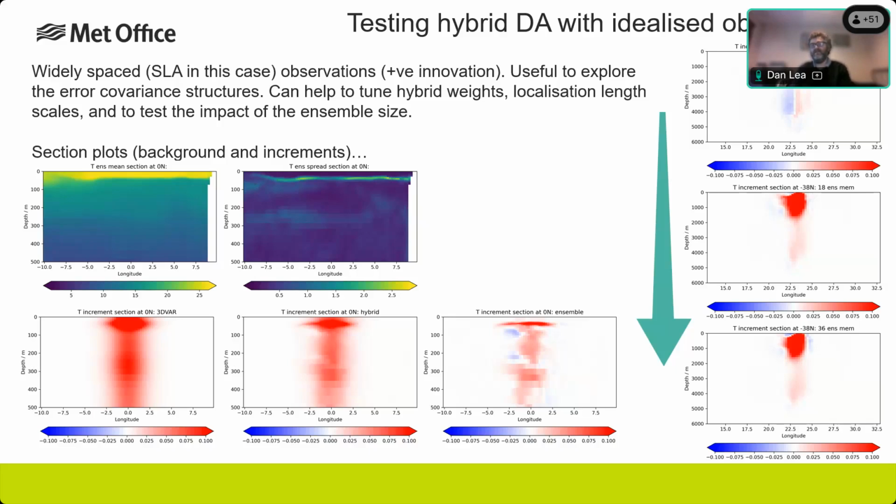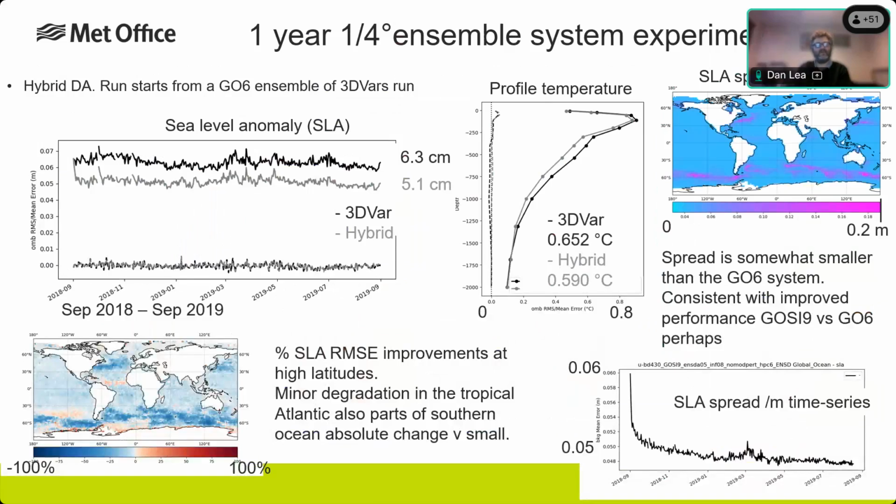And then on the right hand side, there are 3 panels, and in that case we're showing the impact of changing the number of ensemble members on these increments from 4 to 18 to 36, and the conclusion there is that we're getting reasonable convergence with the 36 members for our localization length scales, etc. So that's quite encouraging. And now a busy slide with a lot of results.